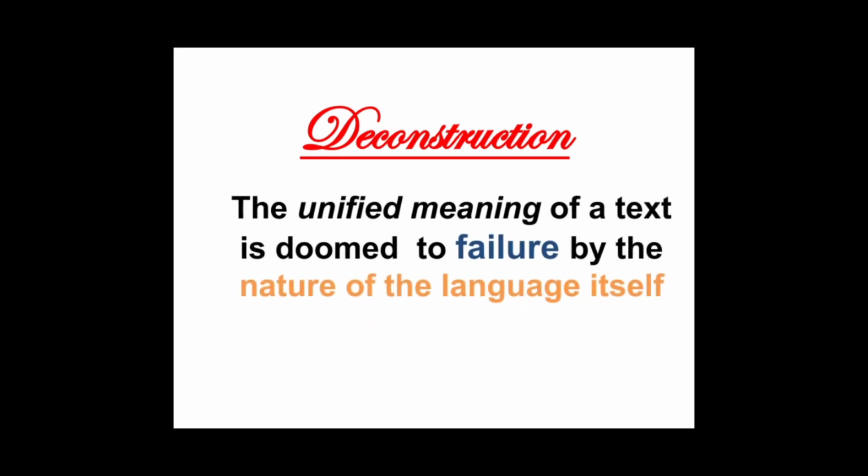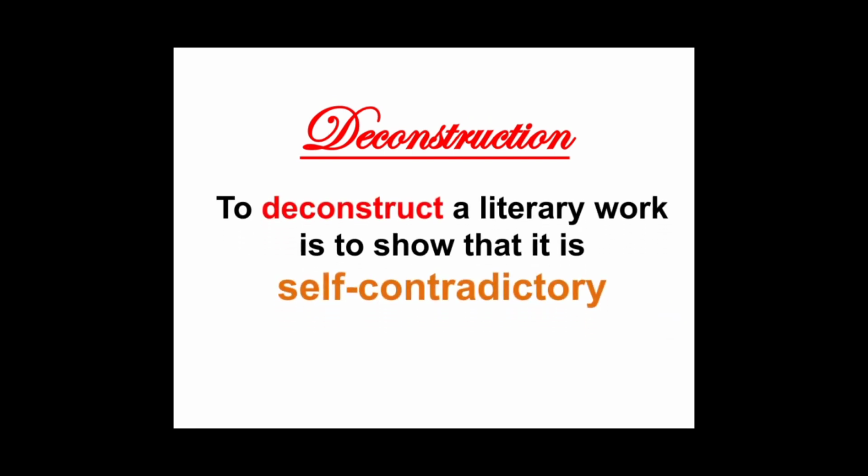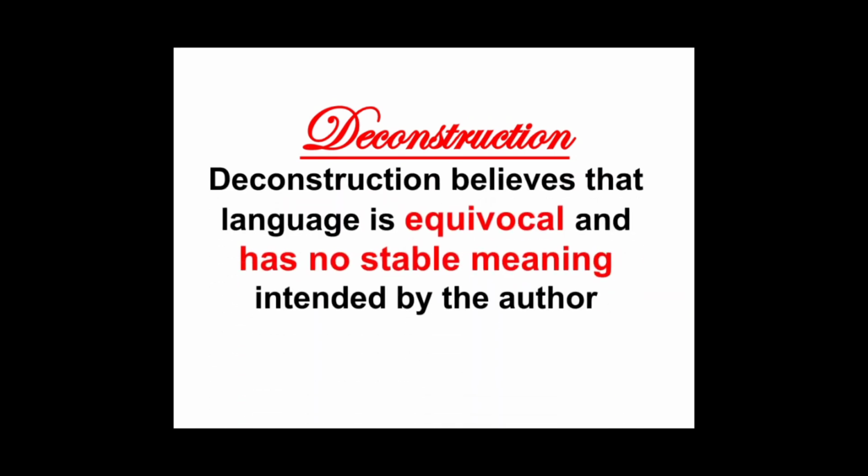The antithesis of formalism is called deconstruction. The unified meaning of a text is doomed to failure by the nature of language itself. To deconstruct a literary work is to show that it is self-contradictory. Deconstruction believes that language is equivocal and has no stable meaning intended by the author.